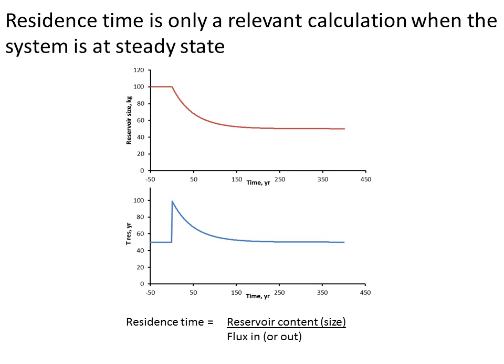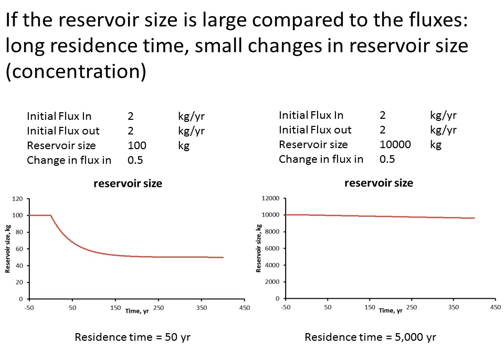I should point out that the Excel file that I've used to create these graphs, I've popped it on Learn, and it draws the graphs and stuff like that. So you can have a play with that, changing fluxes in, changing fluxes out, changing reservoir sizes to see how it affects how fast things can change their concentration. And just an example of that, if I start out with an initial flux of 2, the flux out equals 2, so we start in a steady state, we've got a reservoir size of 100 kilograms.